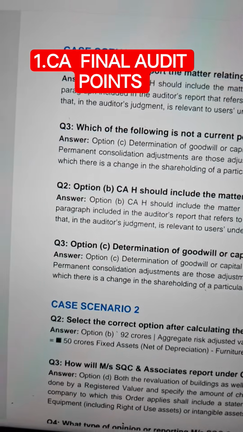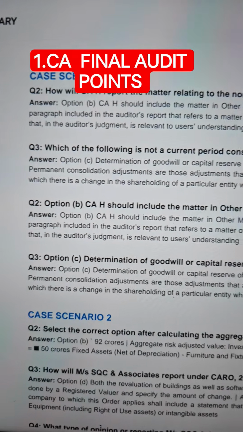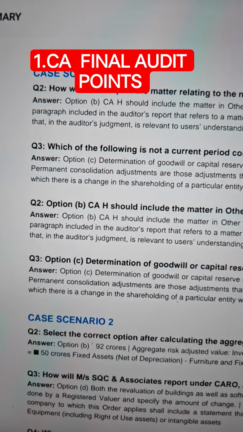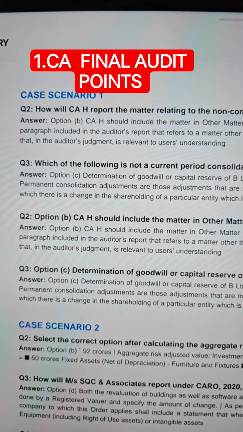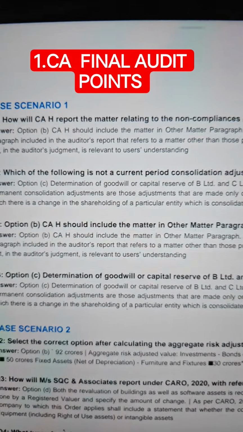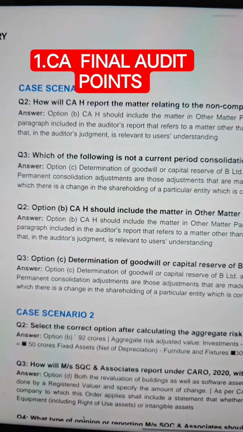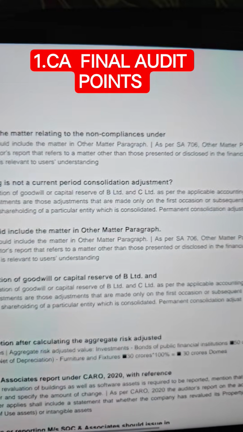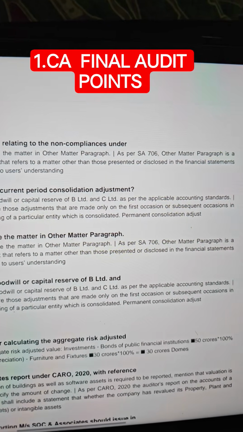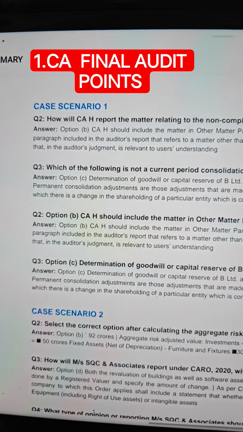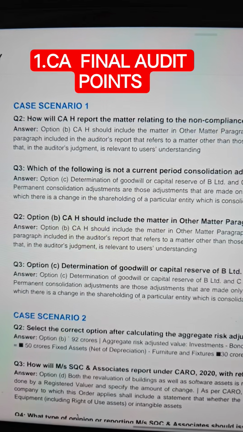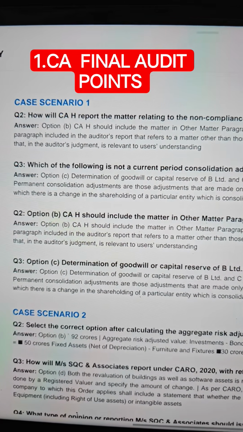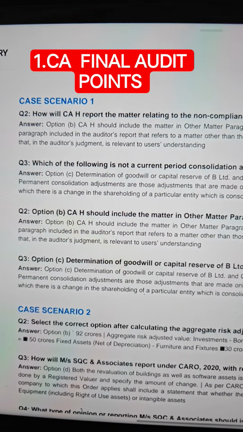Okay, and which of the following is not a current period consolidation adjustment? Generally, the determination of the goodwill and the calculation of the capital reserves of B Limited are permanent adjustments, as in the first-time occasion, and subsequent occasions with a change in the shareholding of the entity. The question is asking which is not in current period adjustments. The answer is determination of the goodwill and capital reserve.